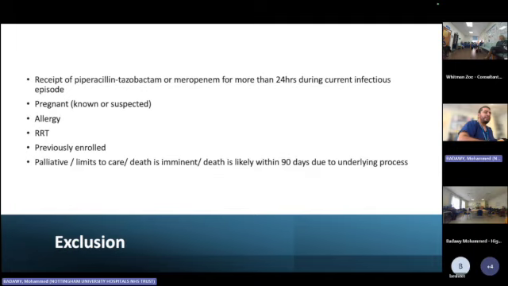They excluded anyone who had these antibiotics for more than 24 hours, any pregnant patient, any patient allergic to beta-lactams, which is understandable, any patient who needed renal replacement therapy, whether chronic or acute, at the time of recruitment, and any patient who was previously enrolled or in end-of-life or palliative care or expected to die soon.